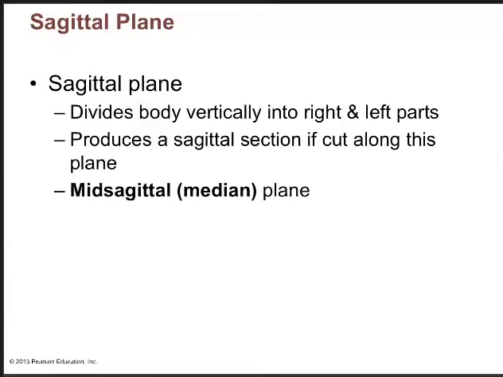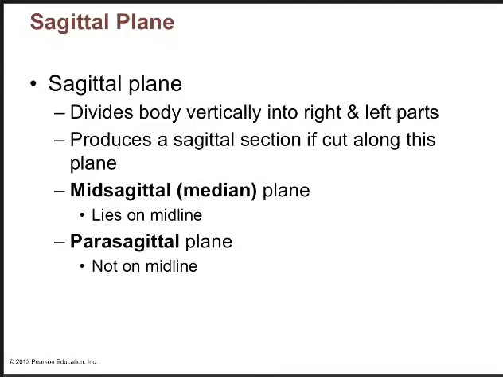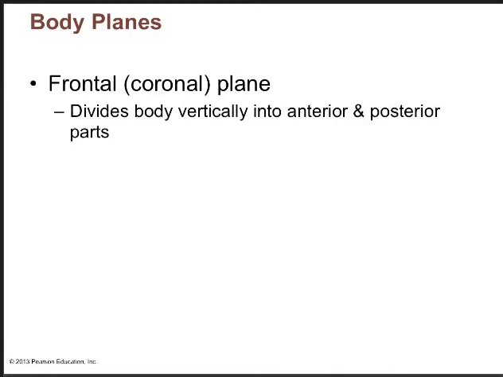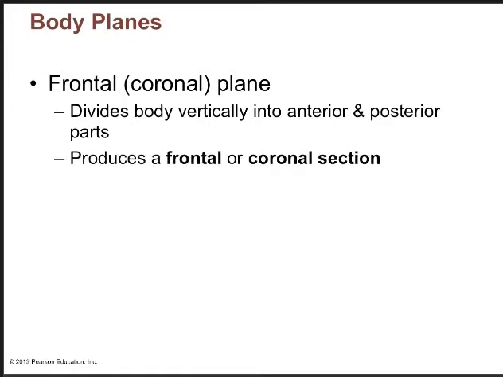A mid-sagittal plane lies exactly at midline, so there's only one mid-sagittal plane in the body, while parasagittal planes lie in any other location. And so there's an infinite number of parasagittal planes and only one mid-sagittal plane. A frontal plane splits the body into an anterior and posterior part, so a front and a back. If you're standing in anatomical position, imagine a plane passing from the top of your head all the way down to your feet and cutting you into a front and back half. That would be a coronal or a frontal section.